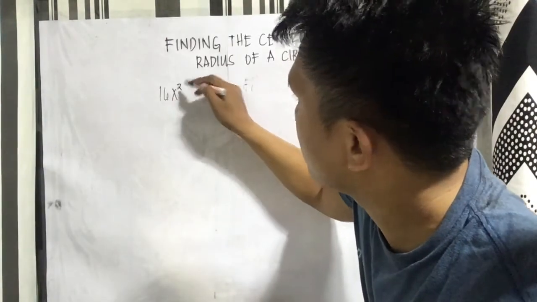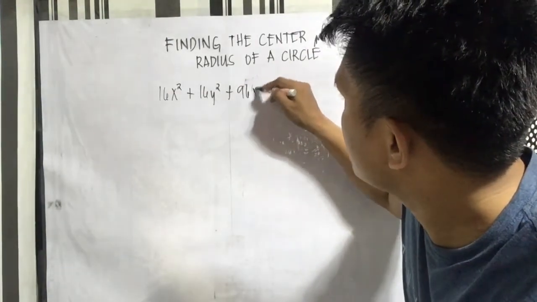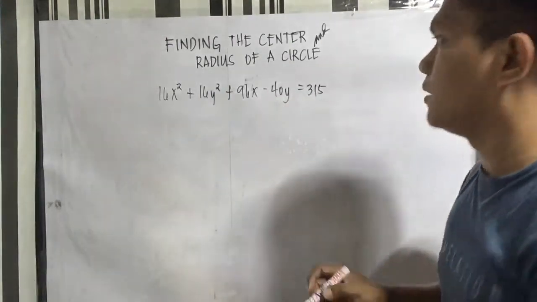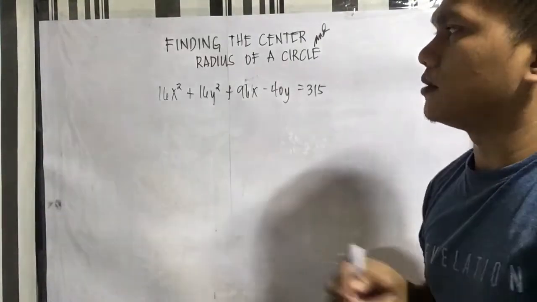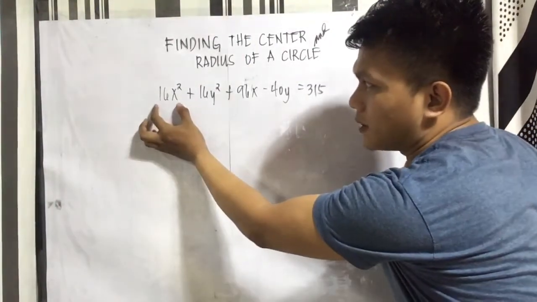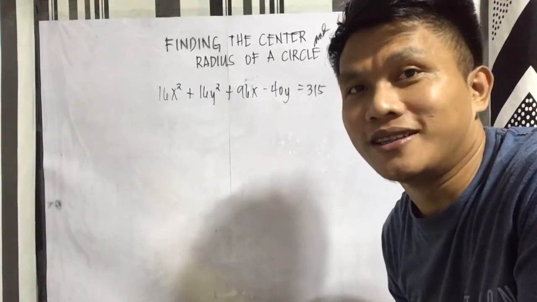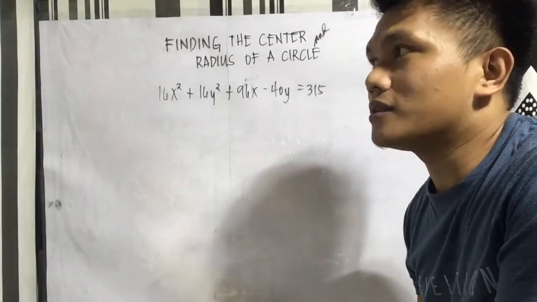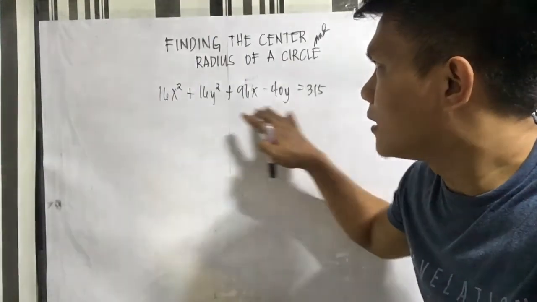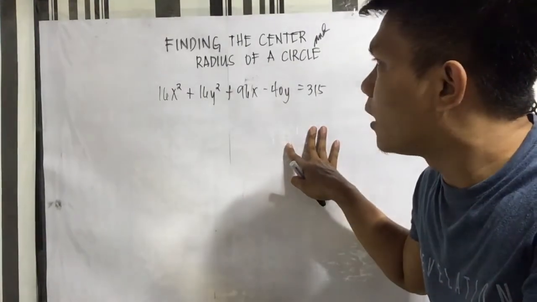We have 16x squared plus 16y squared plus 96x minus 40y equals 315. In this example, we can divide all terms by 16 so that it will be x squared and y squared terms only. However, 315 is not divisible by 16. So let us solve the problem as it is.